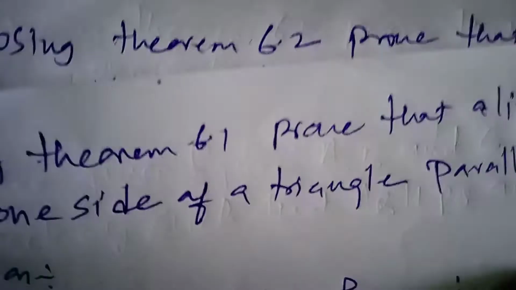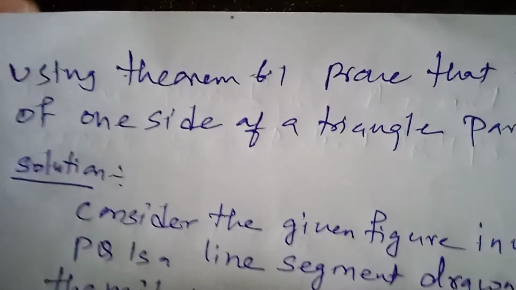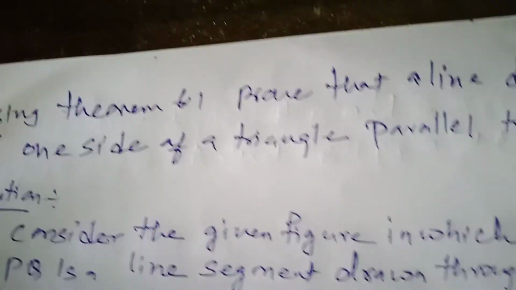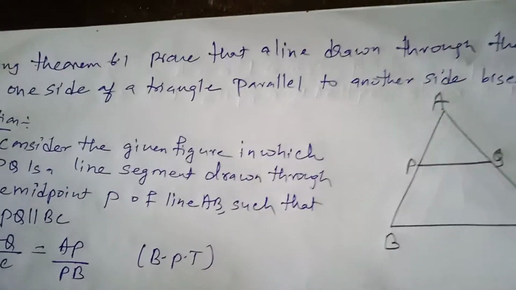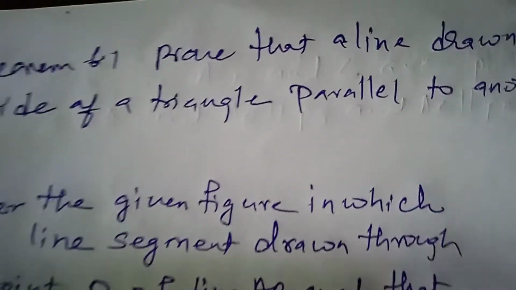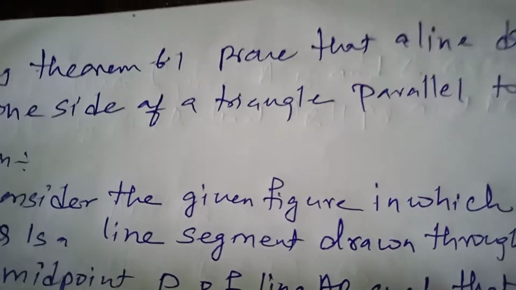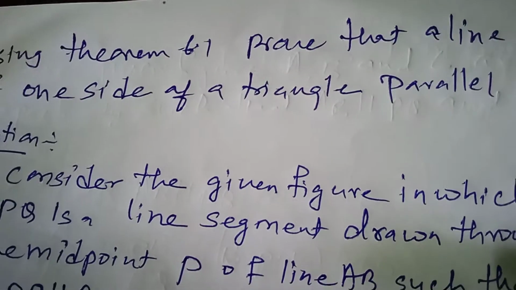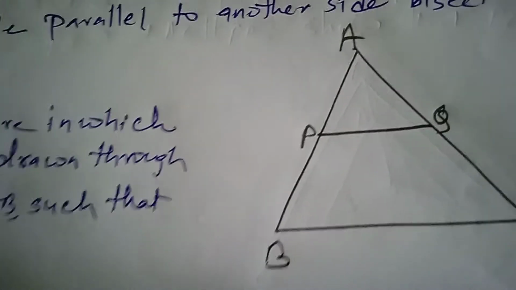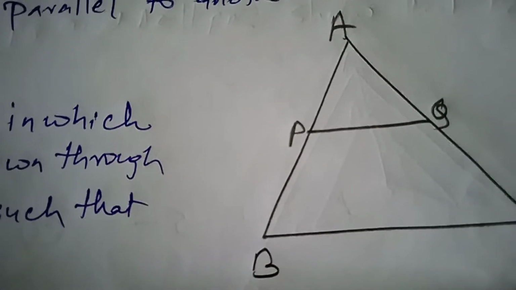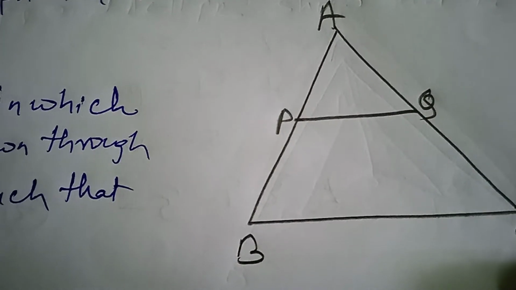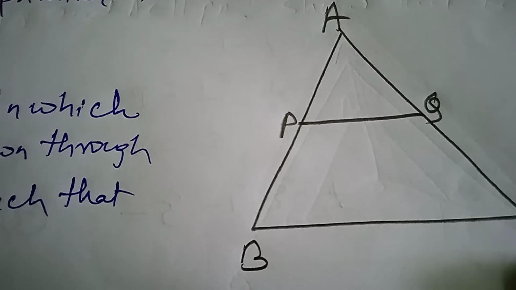Another question is, using theorem 6.1, prove that a line drawn through the midpoint of one side of a triangle parallel to another side bisects the third side. Here theorem 6.1 means the fundamental theorem or basic proportionality theorem. With the help of the information, we have drawn the figure. Triangle ABC we can see, and PQ parallel to BC also we can see in the figure.